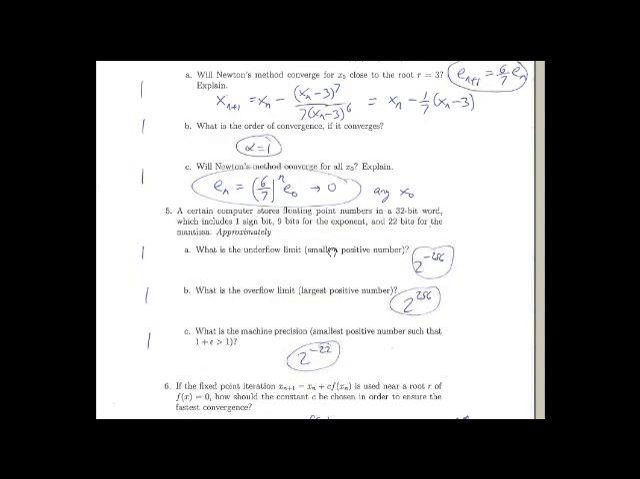Okay, here's an interesting problem from section 2.1. We have a 32-bit word on some fictional computer which has 22 bits for the mantissa and 9 bits for the exponent. Well, 22 bits for the mantissa answers the third part here, that the machine precision is approximately 2 to the minus 22, because 22 binary bits.